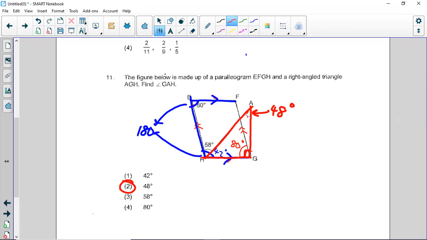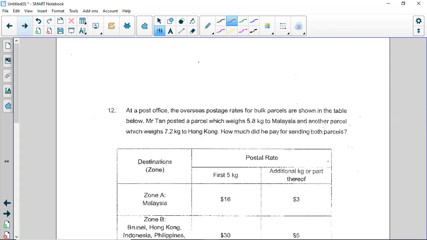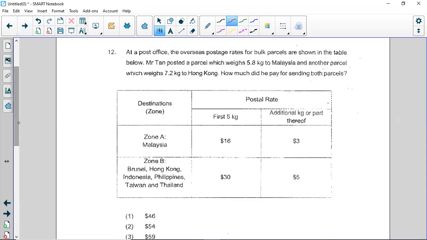Okay, question number 12. This is your rates. So at the post office, the postage rates are shown in the table. Mr. Tan posted a parcel which weighs 5.8 kg to Malaysia, another parcel which weighs 7.2 kg to Hong Kong. So how much did he pay for everything?